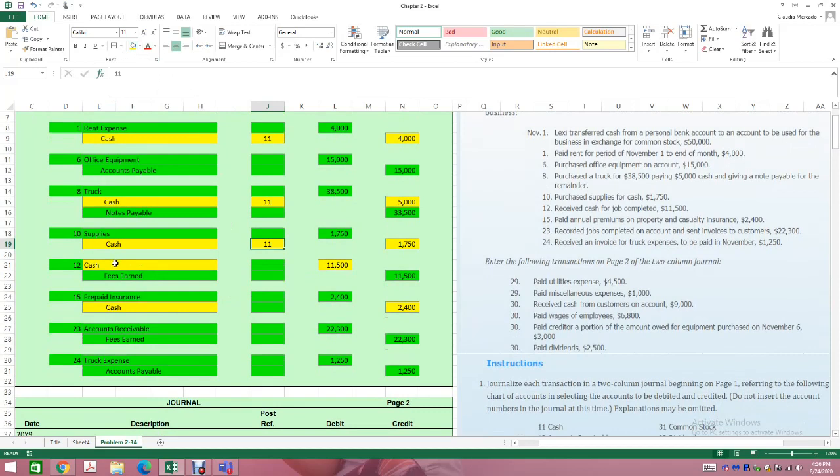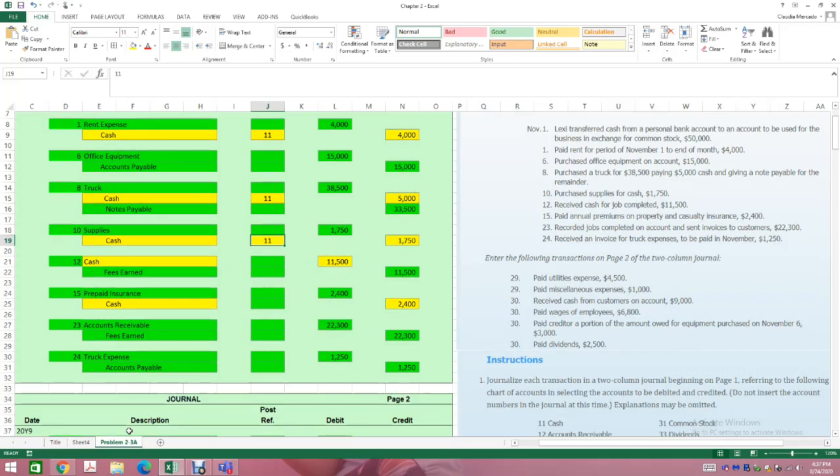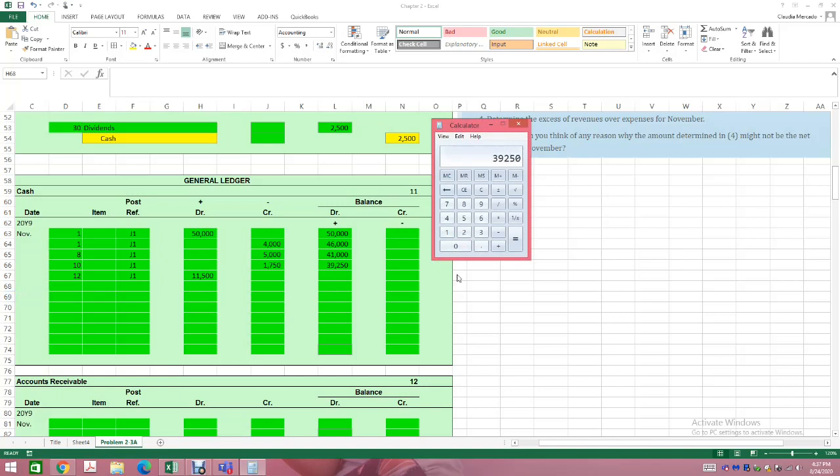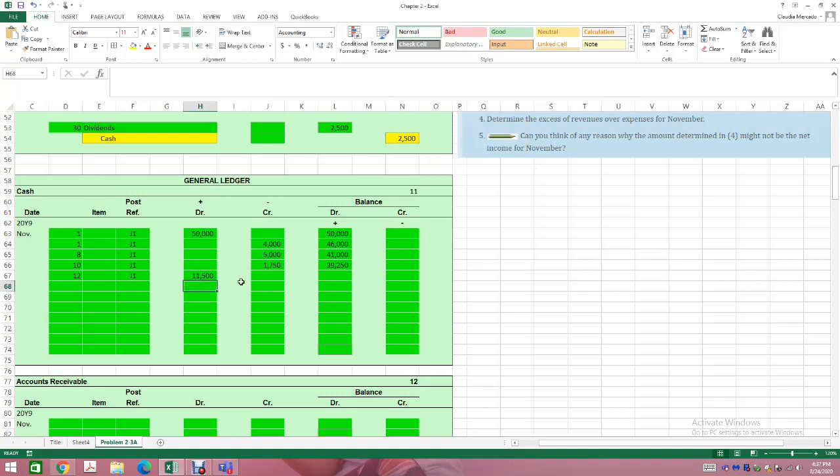The next transaction we have is on the 12th. On the 12th, cash got debited $11,500. So now this is a debit on the 12th. It's still journal 1. Cash got debited for $11,500. If you notice, if you debit, you add. So I'm going to get my calculator. I had $39,250 as my balance over here, and I'm going to add $11,500. That's going to give me $50,750. It's a positive, so I'm going to put it right there.